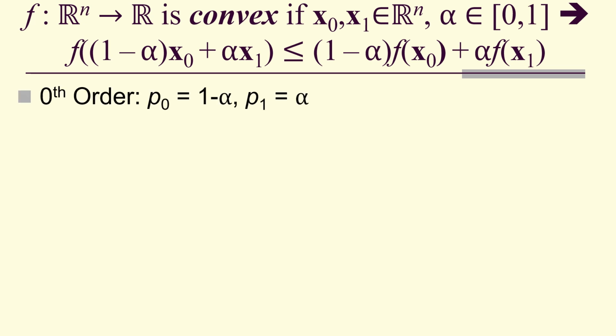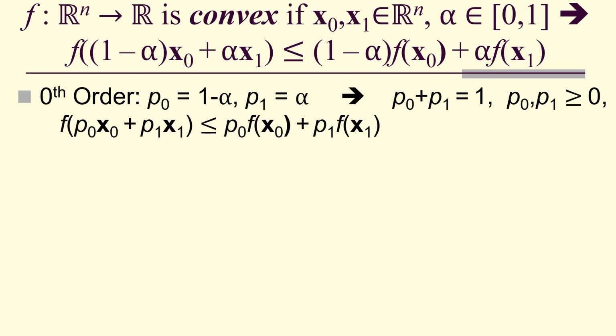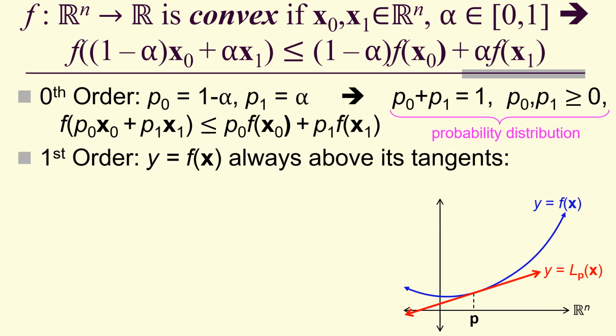We often restate this in zeroth order conditions. P0 is 1 minus alpha, P1 is alpha. Notice now the P0, P1 sum to 1 and are non-negative. f of P0 x0 plus P1 x1 is less than or equal to P0 f of x0 plus P1 f of x1. And notice what we've done is we've begun using probability distributions.